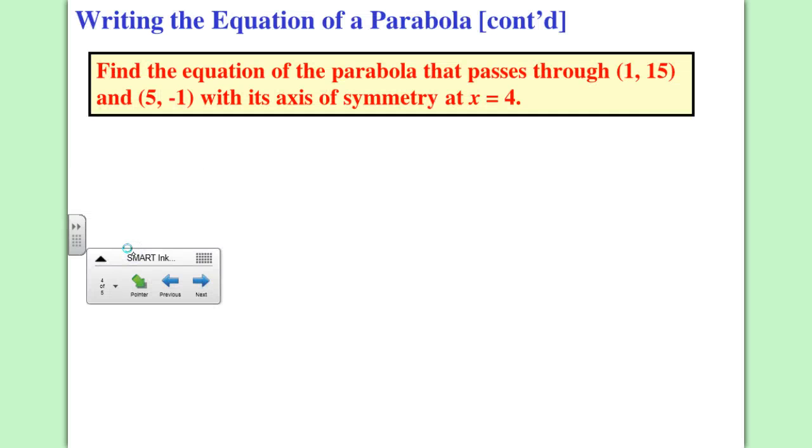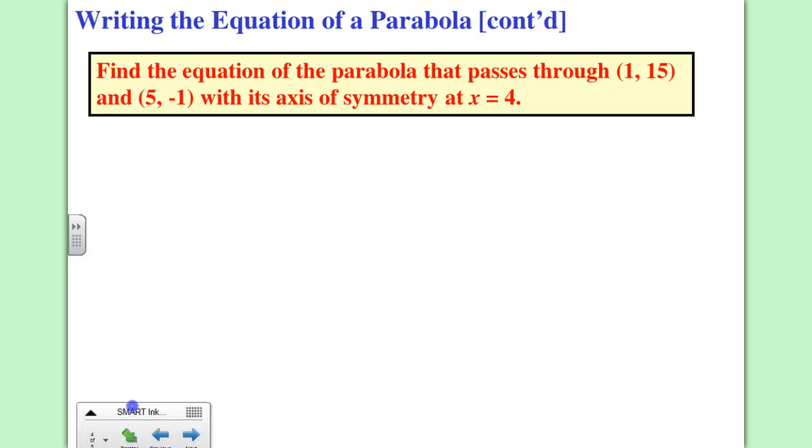What else could we do? Well, we could be asked to find the equation of a parabola that passes through (1, 15) and (5, minus 1). This is tricky, with its axis of symmetry at x equals 4. I want you to ponder this one, pause, and see what you can do with this. And once again, you're still using y equals a times (x minus p) squared plus q.